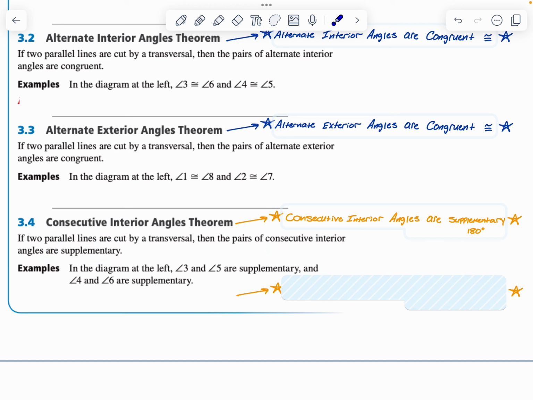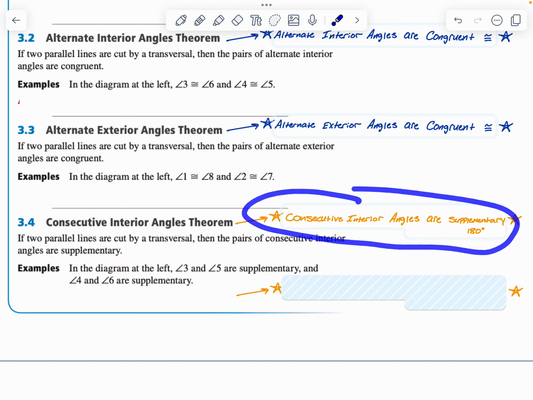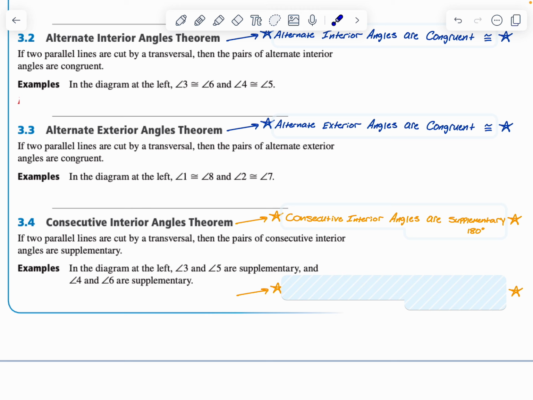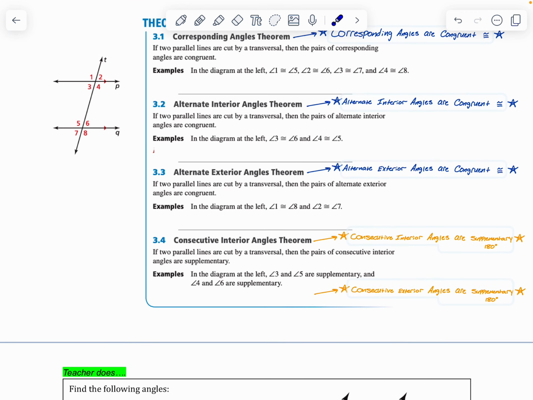Consecutive interior angles are supplementary. They will add up to 180. In a very similar way, consecutive exterior angles are also supplementary, so they're also going to add up to 180. Remember, consecutive angles are on the same side of the transversal.